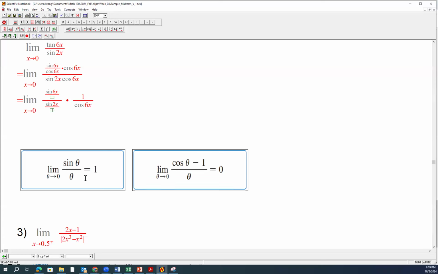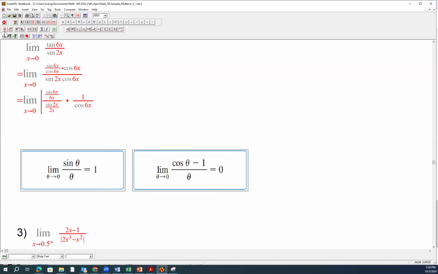To use the first trig limit, I would need a 6x. Right? To use the second one, I will need a 2x. But I divided by 6x, I have to multiply by 6x, right?